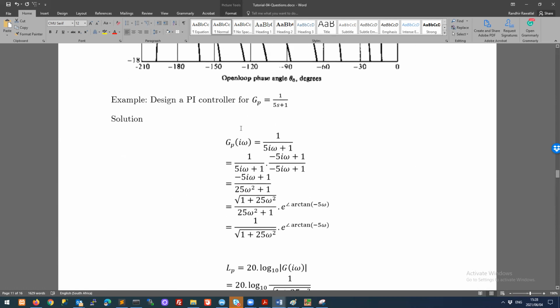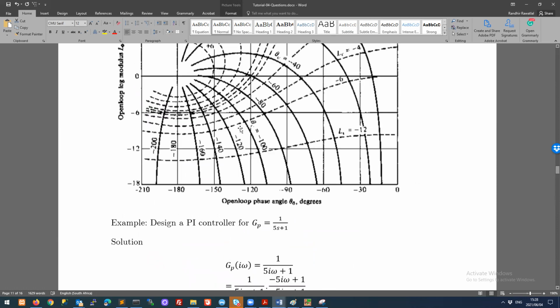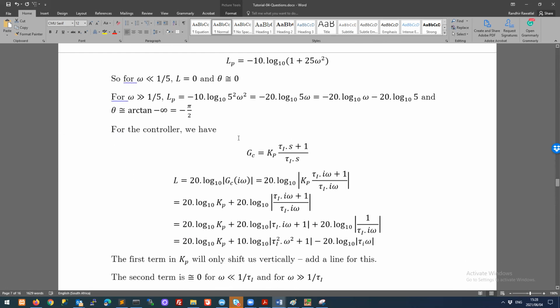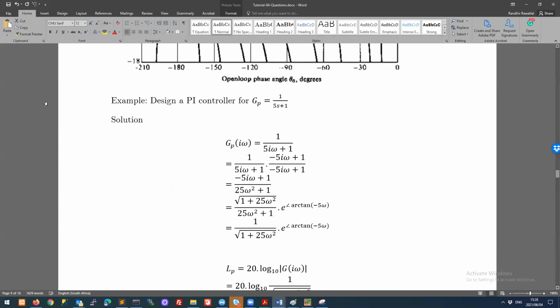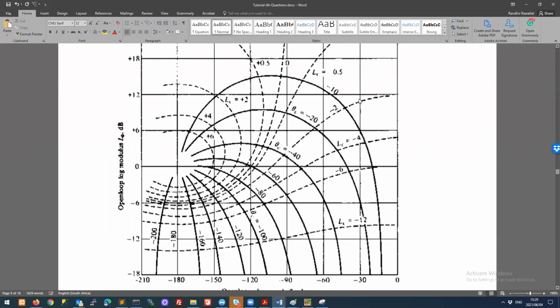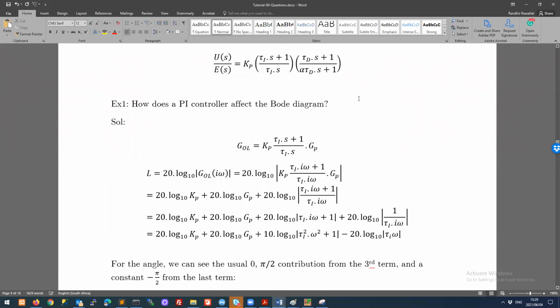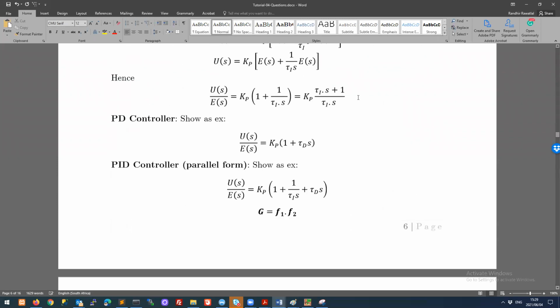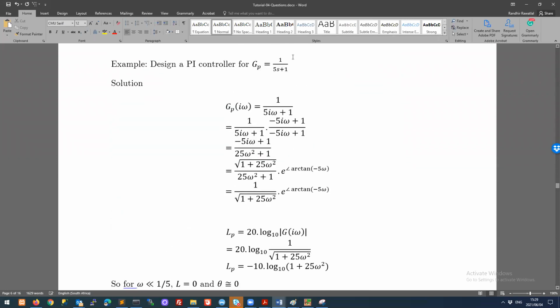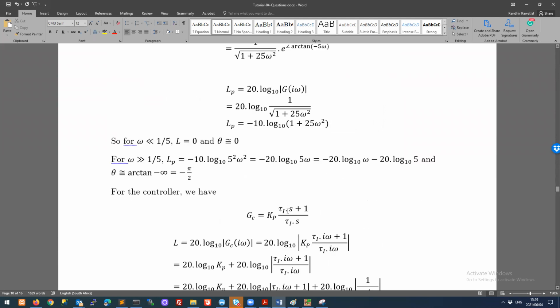So far, that's only about the process. We haven't yet talked about the controller, because that was the question. Let's just put this on a new page. So that's the process itself. Now we want to implement control on this.